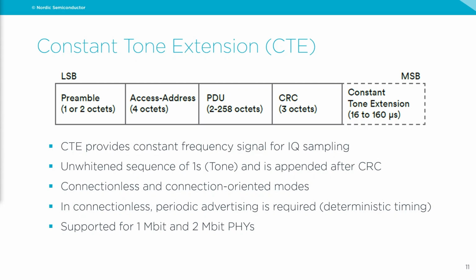And the packet size or the packet format looks the same both for connectionless and connected or connection-oriented modes. You do put the CTE at the end of the packet. Do have in mind that this is only supported for 1 megabit and 2 megabit PHYs. You cannot use direction finding with coded PHY, and the reasoning behind that is that as soon as you start doing the constant carrier, then the constant tone, you would negate all of the benefits with coded PHY, so you wouldn't get any range increase.